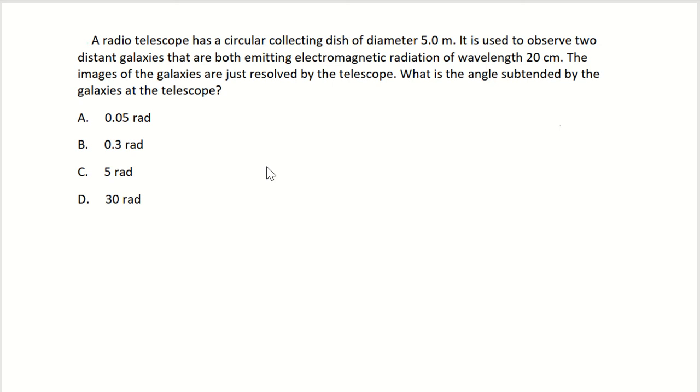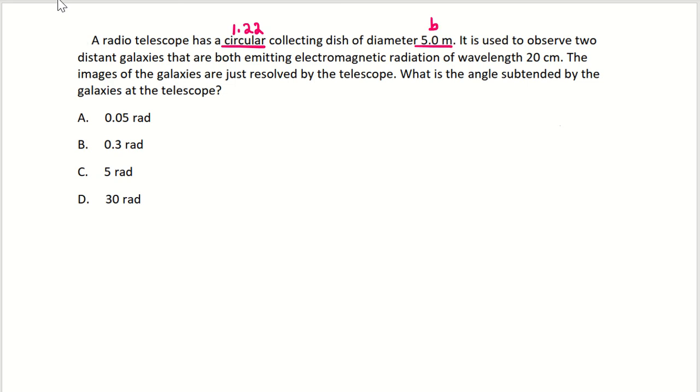So I'm going to solve some examples on 9.4. The first one here, he's stating that a radio telescope has a circular collecting dish of diameter. So this circular thing means that I need to multiply the equation of the critical angle by 1.22. So the diameter of the aperture, which is b, is 5.